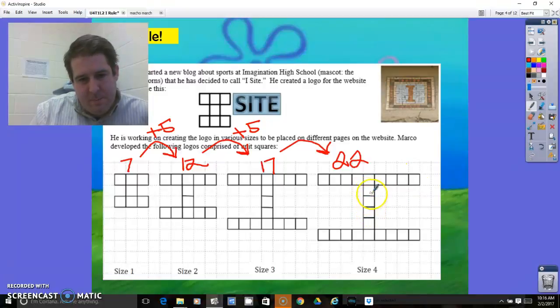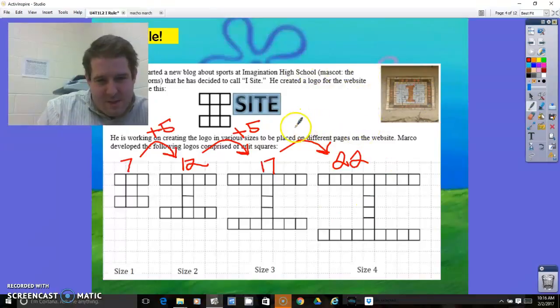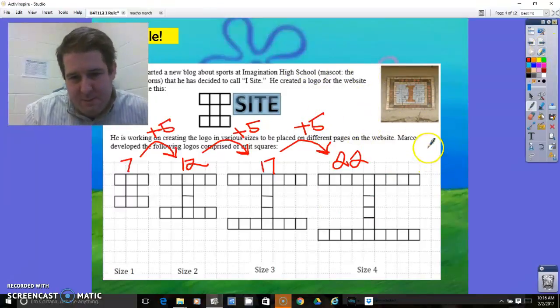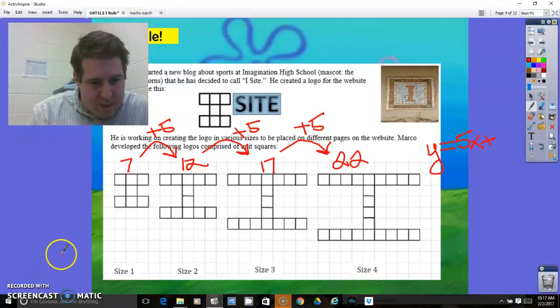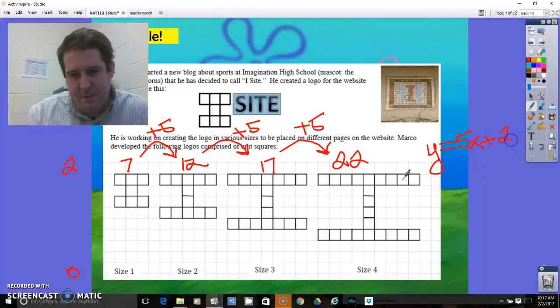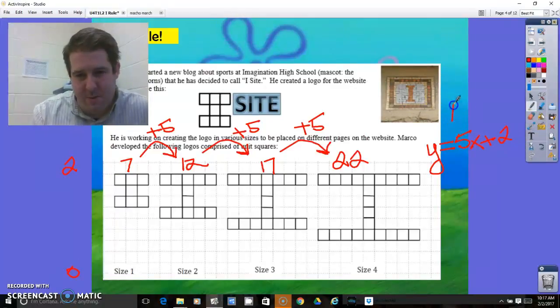19, 20, 21, 22. So it is 22. So that is also plus 5. If I was going to model that with an explicit formula, that would be y equals a common difference of 5 plus a starting point. If I was going to go back to the 0th term, that would be 2 blocks. So 5x plus 2 would be the explicit formula.